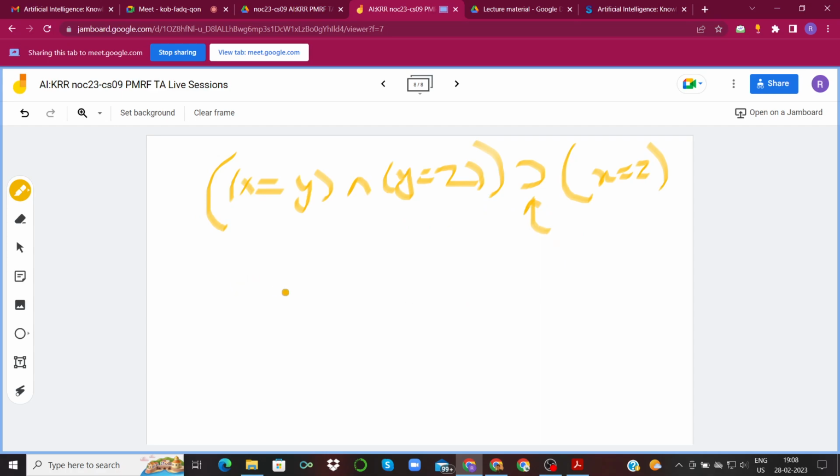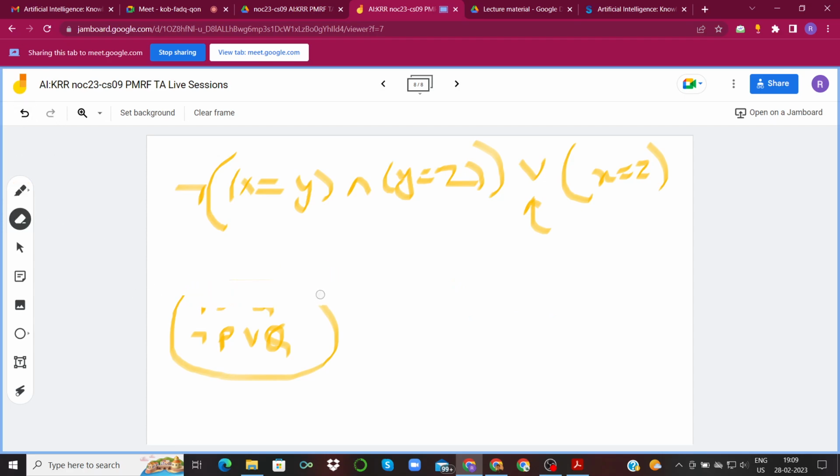Okay, now let's simplify this implies. What will this be converted to? We will replace this with an or, and there will be a negation in front of this one. Do you agree? Because P implies Q is equivalent to not P or Q. You agree with me? Okay.